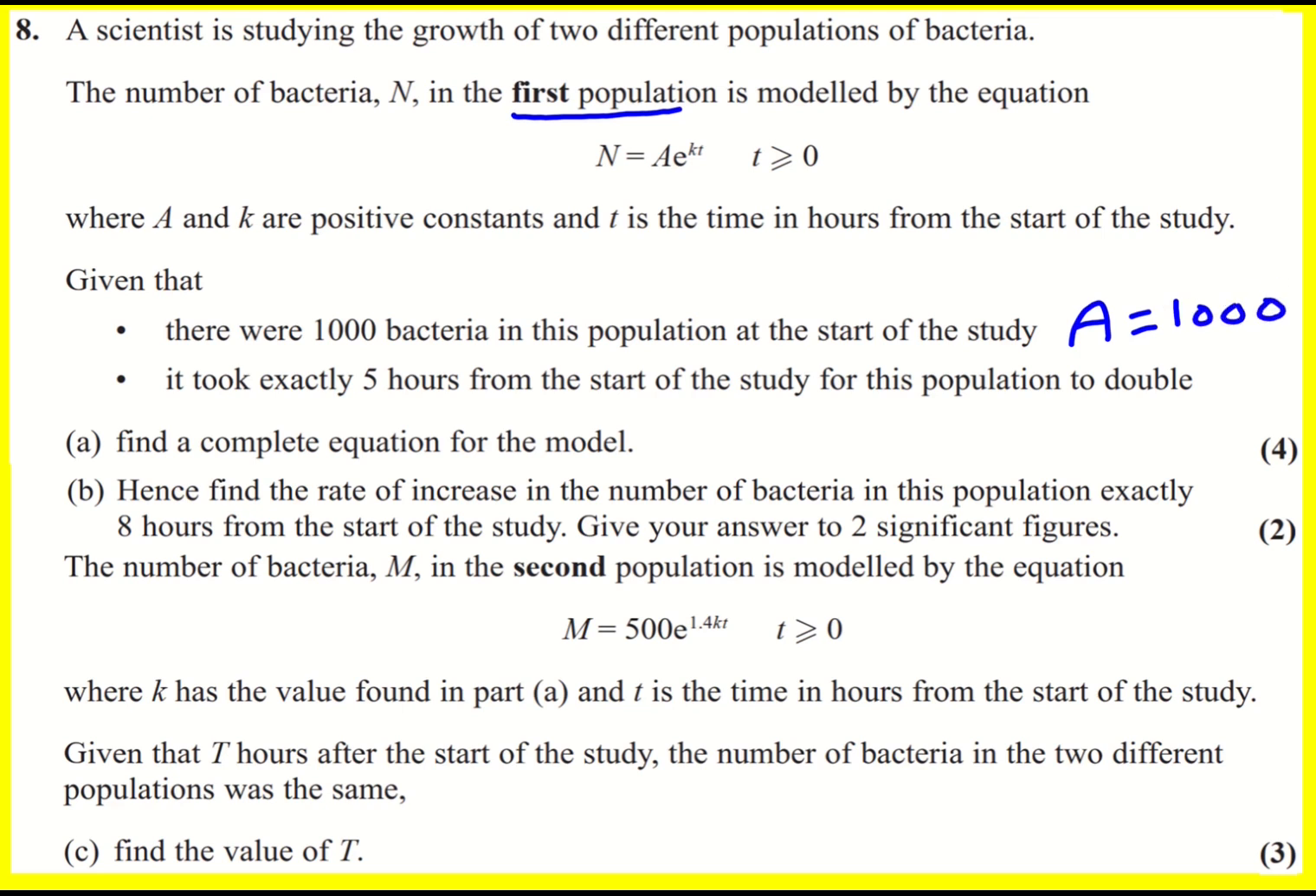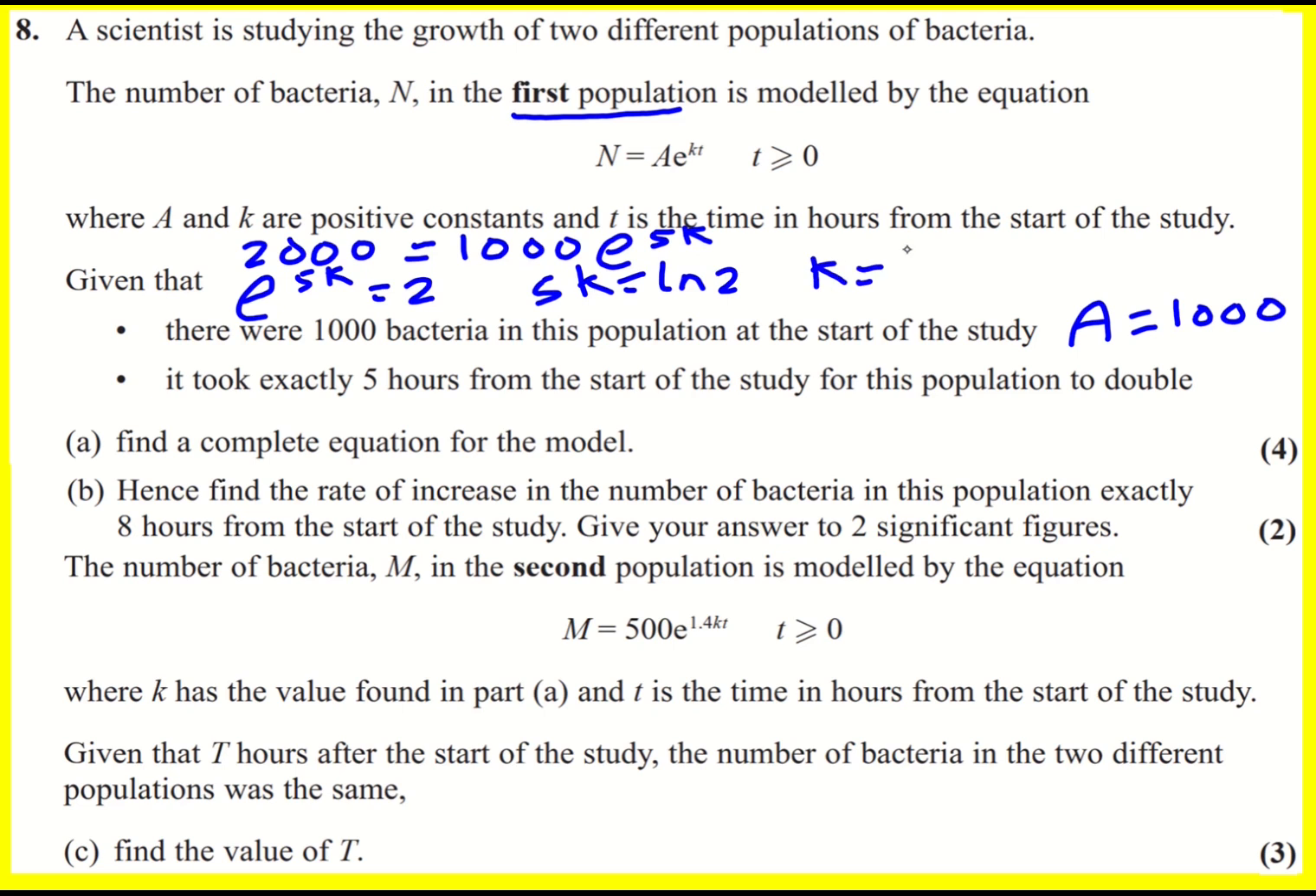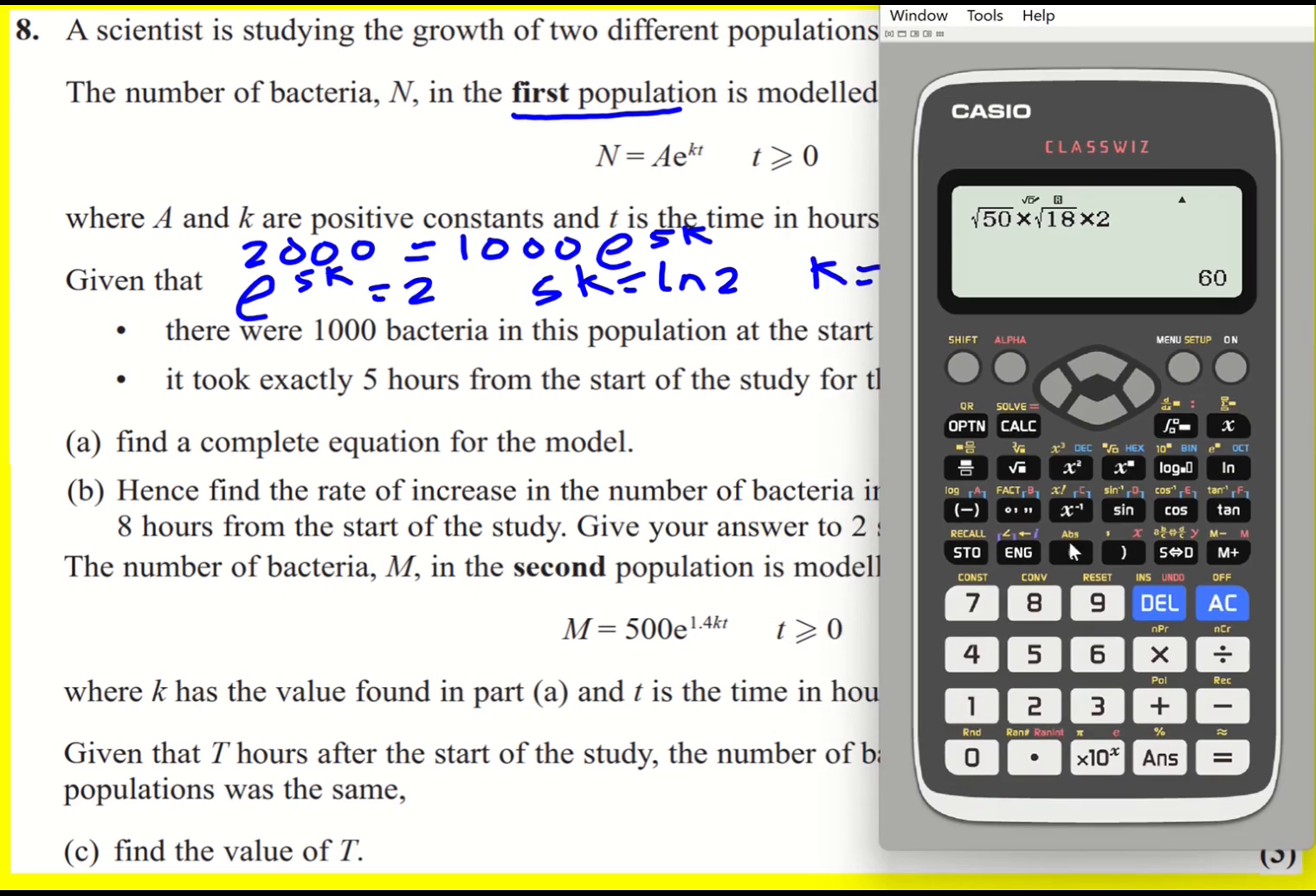And it took exactly 5 hours from the start of the study for the population to double. So it's going to be 2,000 then. So 2,000 is going to equal our 1,000 times e to the 5k, because I've substituted in t as 5. That means e to the 5k is going to equal 2, and therefore 5k is going to equal ln 2. So k is a fifth ln 2. That's its exact value.